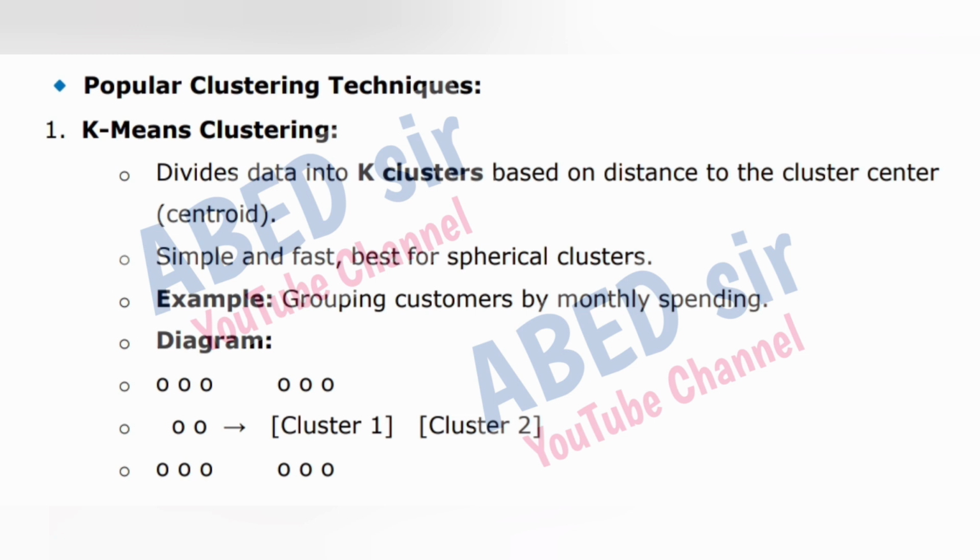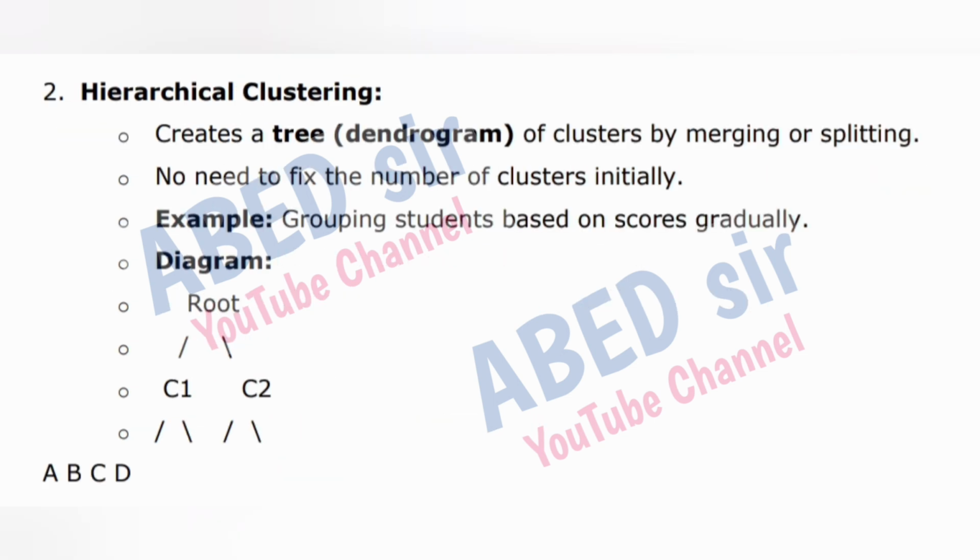Diagram. Cluster 1, cluster 2. 2. Hierarchical clustering. Creates a tree, a dendrogram, of clusters by merging or splitting. No need to fix the number of clusters initially. Example, grouping students based on scores gradually.